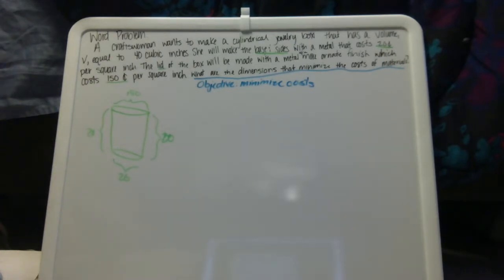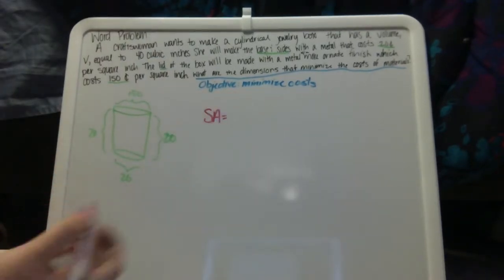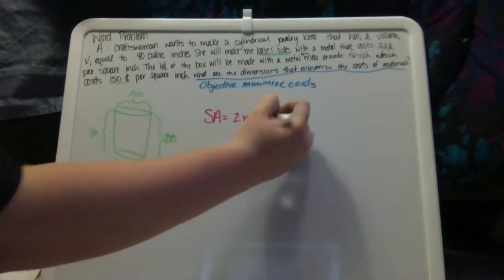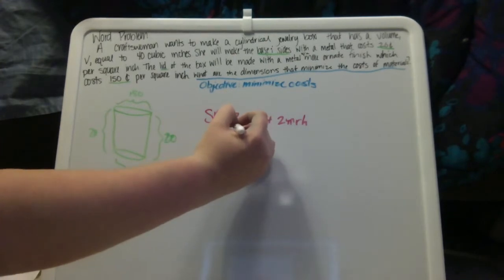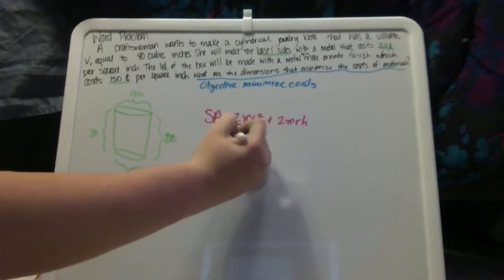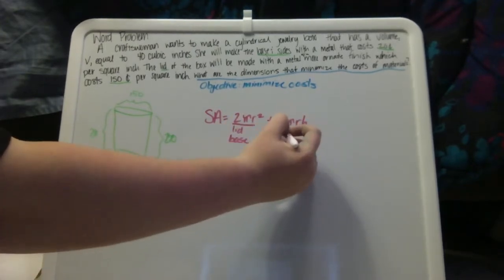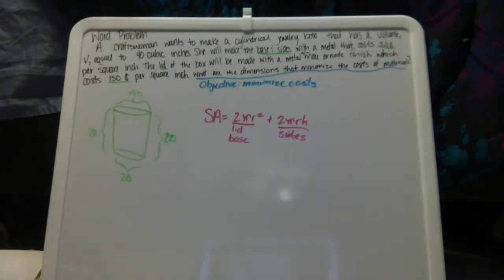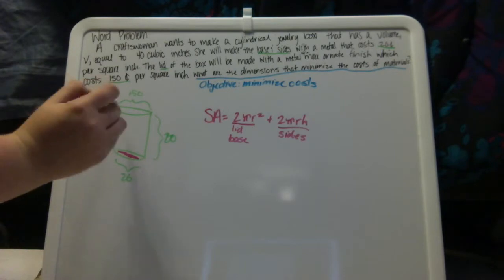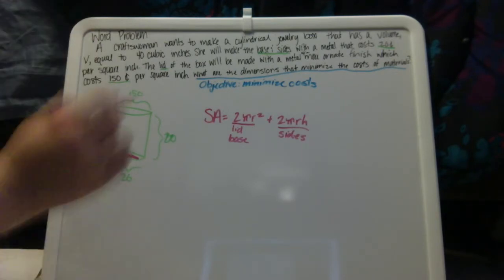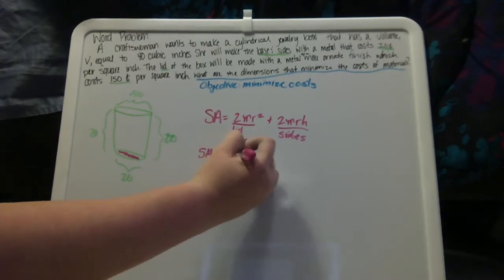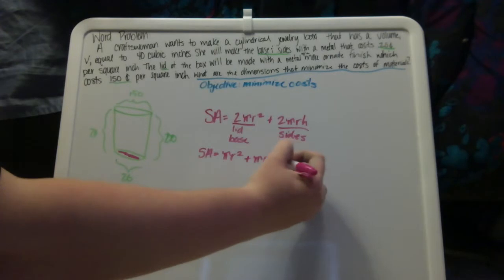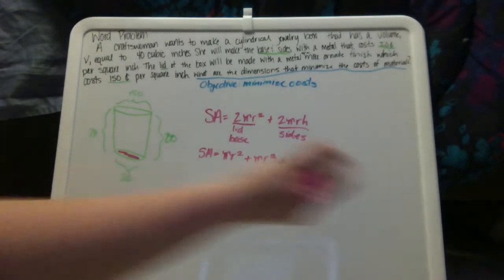Now, we know that the surface area of a cylinder, so SA, is equal to 2 pi r squared plus 2 pi r h. Now, this part is for the lid, in our case, and the base. And this is for the sides. Now, because our base and our lid are going to cost two different amounts, we actually need to split this up. So surface area will equal pi r squared plus pi r squared plus 2 pi r h.